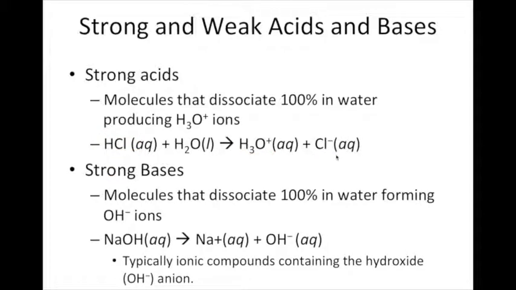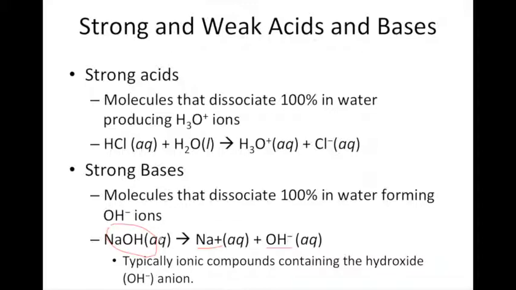Strong bases, similar to that, they dissociate 100% in water, but instead of forming the hydronium ion, they form a hydroxide ion. So examples of that would be something like sodium hydroxide. If sodium hydroxide is put into water, it will completely dissociate, forming sodium ions and hydroxide ions. So there will be no sodium hydroxide remaining at equilibrium. All of it will be converted into sodium and hydroxide.